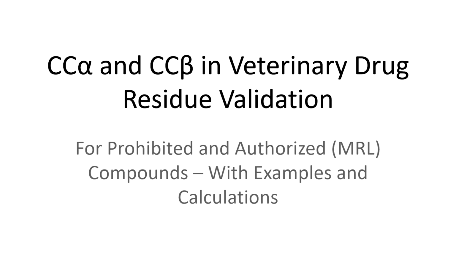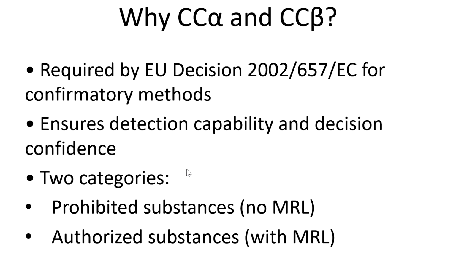Today's lecture will be around one of the most important parameters that need to be evaluated to ensure method performance during your method validation: CCalpha and CCbeta, usually used in veterinary drug residue analysis. So CCalpha and CCbeta in veterinary drug residue validation will be for prohibited and authorized compounds which have a maximum residue limit. And that is required by the European decision for confirmatory methods.